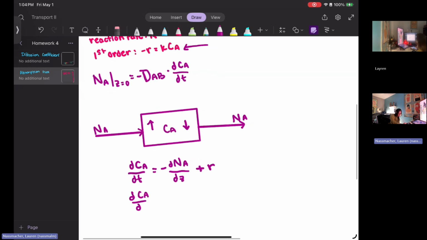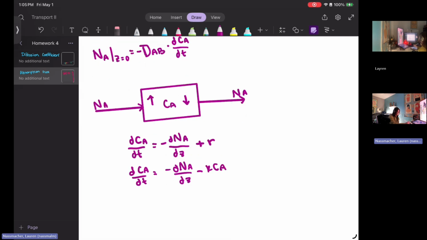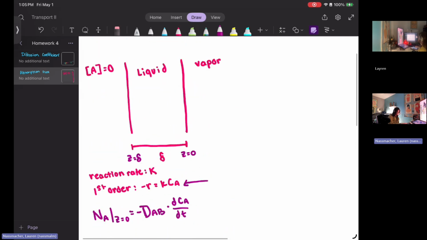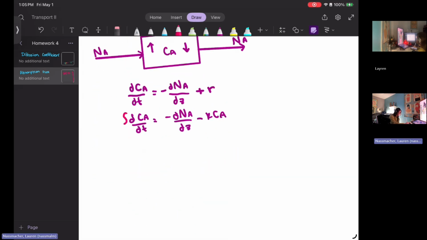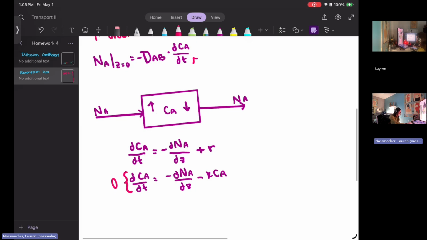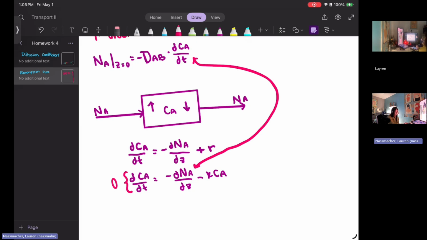And we get this. Since our first order reaction has a negative R, this is going to be negative K times our concentration of A. This is a steady state problem, so the left side of the equation will be equal to 0. There is no change in that. And we can substitute in Fick's law for our molar flux of component A, or gas A.